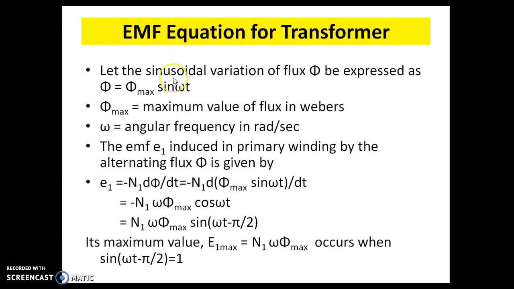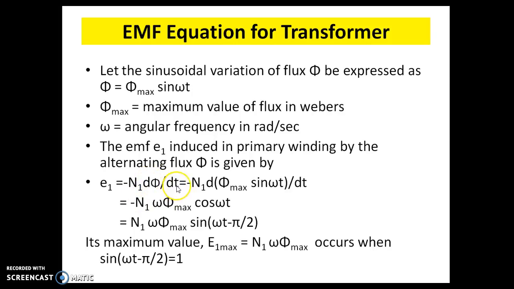Next is the EMF equation of the transformer. Since we are giving an alternating voltage, whatever flux is created by it is alternating in nature. So I represent this as phi max sine omega t, where phi max is the maximum value of the flux in webers and omega is the angular frequency in radian per second. The EMF E1 induced in the primary winding by the alternating flux is given by Faraday's law of electromagnetic induction: E1 equals minus N1 d phi by dt. This minus sign is for Lenz's law, because this EMF always opposes d phi by dt.